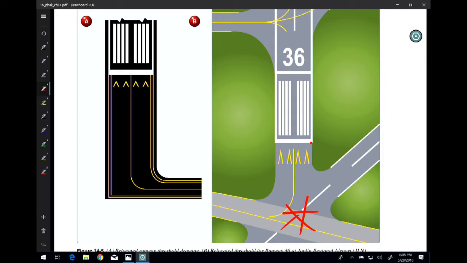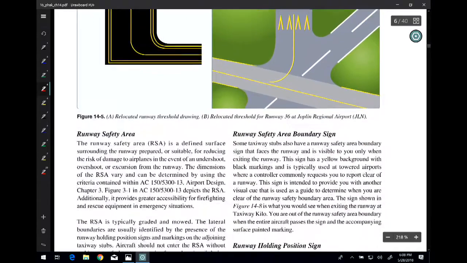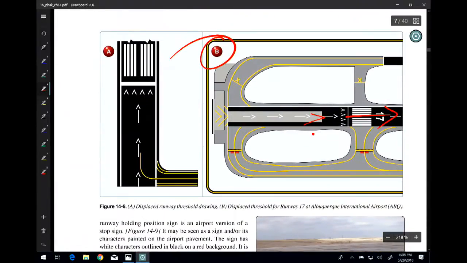The reason for that is because it may ultimately put you too close to some obstacles on the way in or out. It could also be that it's not reinforced like the rest of the runway to withstand the impact of a landing. It could be a lot of different things, but that is a displaced threshold. So when you're drawing it, it should look something like that. This again shows a displaced threshold, and in fact, this is what it looks like in Albuquerque on runway 17.